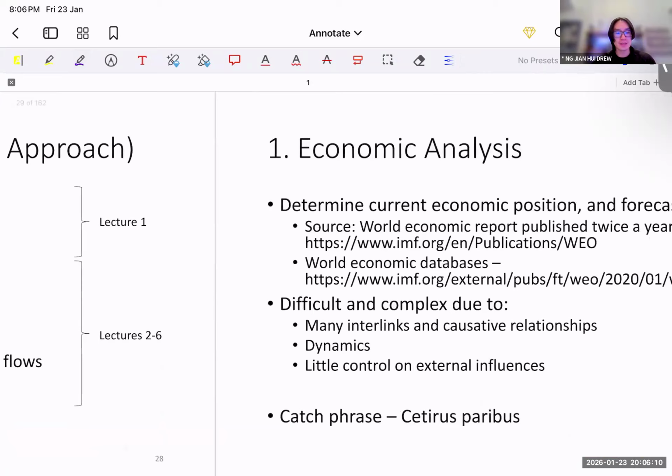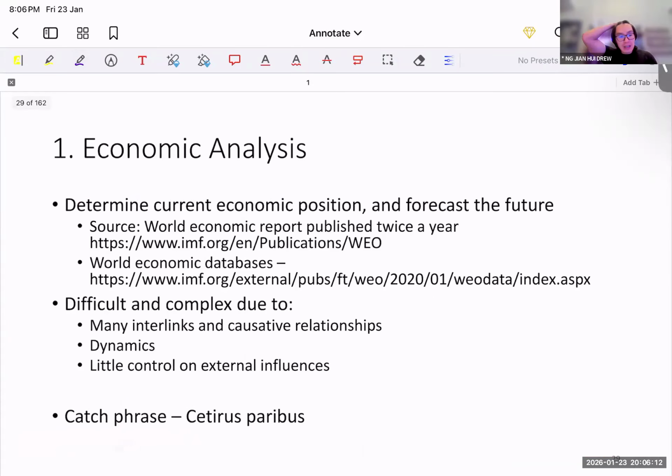All right. Okay, so before we start off on economic analysis, let's take a short break. Maybe we come back around 8:15 before we move on.